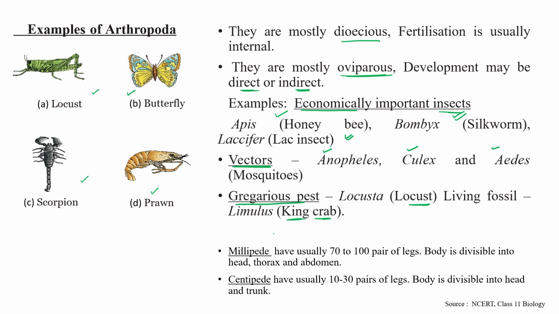There are two different terms, centipedes and millipedes. What is the difference between these two? Millipedes usually have 70 to 100 pairs of legs, and the body is divided into head, thorax and abdomen. While centipedes usually have 10 to 30 pairs of legs, and their body is divided into only two parts, head and trunk. In millipedes, more segments, more body parts: head, thorax and abdomen. Centipedes, fewer pairs of legs and the body divided into only two parts, head and trunk.